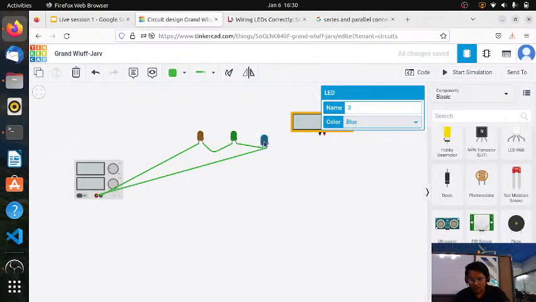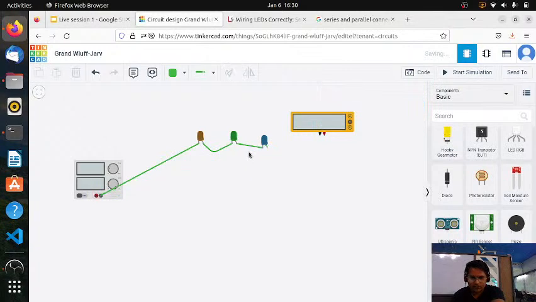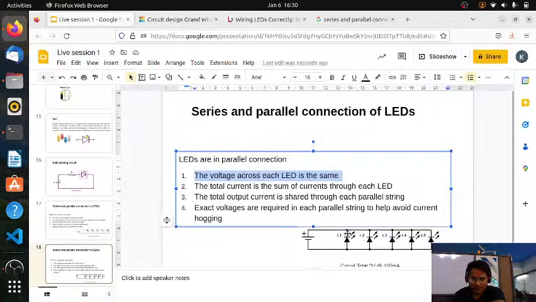But let's do the parallel connection now. This is the series connection. Now I'll tell how to do the parallel connection. So here in the circuit diagram, you can see all negatives of the LEDs, the upper one is the negative. All negatives of the LEDs are connected to each other, and then the bottom one is positive. All positives are connected to each other.